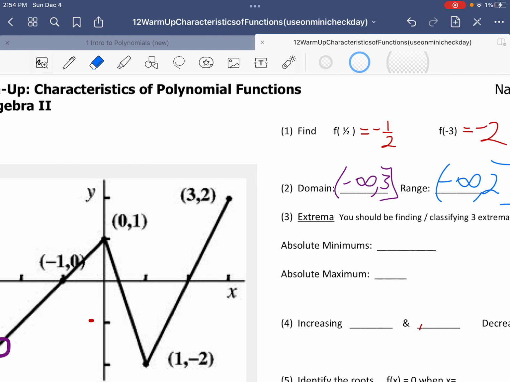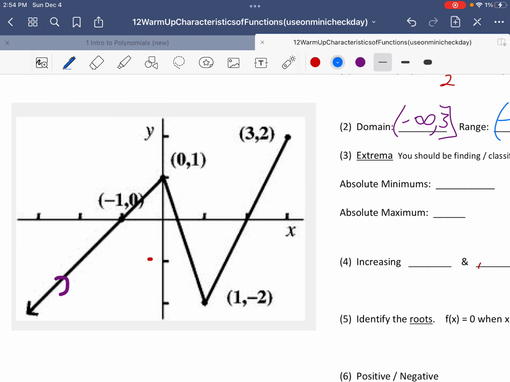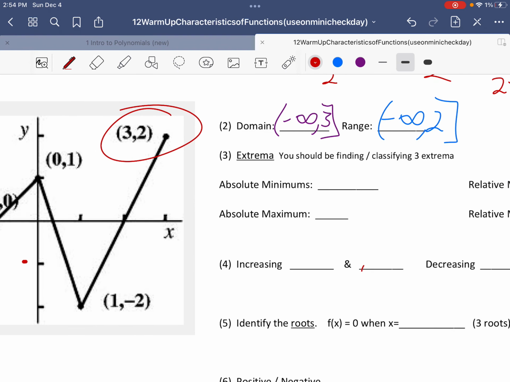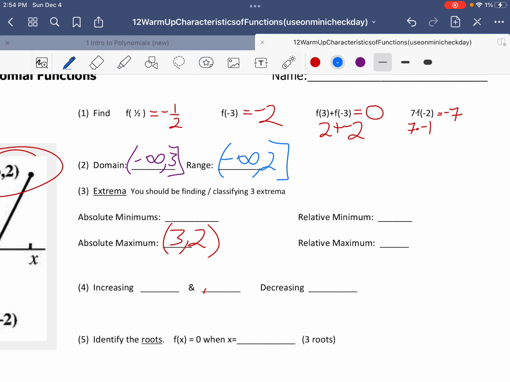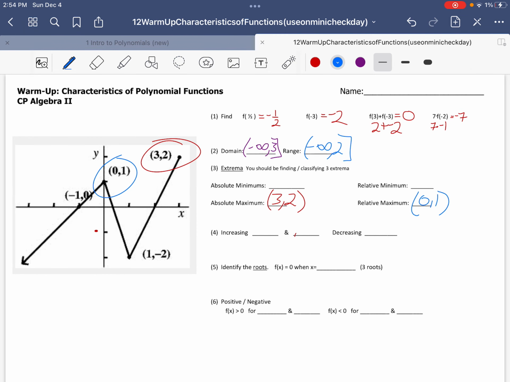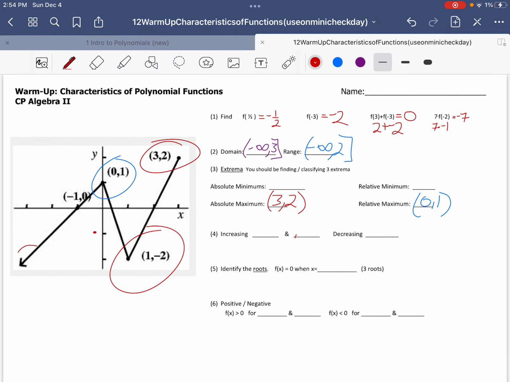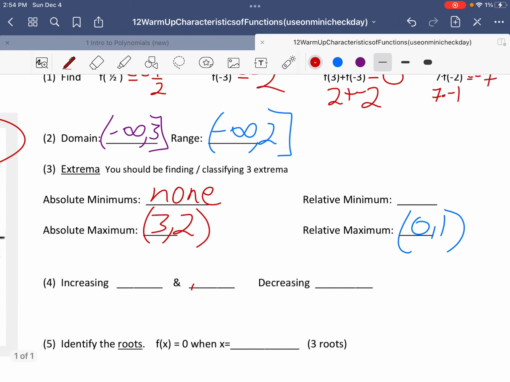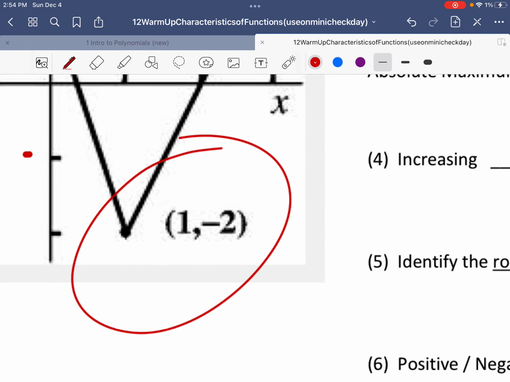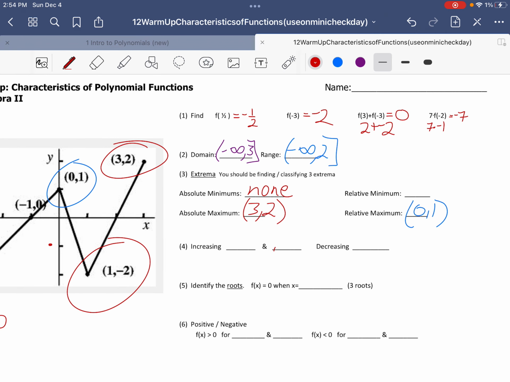Extrema. Extrema are like maxes and minimums, and some of them are absolute and some of them are relative. What do you think? You should feel like this point up here is the absolute highest point, absolute maximum at 3, 2. How about this point right here? It's also a maximum, but it's not the highest point, so it's a relative maximum. Now, the point down here is a minimum, but it's not the lowest point because the graph keeps going down to negative infinity. Since it keeps going down to negative infinity, there is no absolute low point, but there is a relative minimum, and that would be this 1, negative 2. It's relatively a low point.